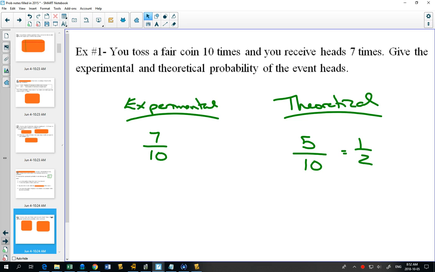So here's our first example. You toss a fair coin 10 times and you get 7 heads. Experimental probability says 7 out of 10. Your theoretical probability is still 1 out of 2. And by the end of this unit, we'll be able to say stuff like, oh, you flipped a coin 10 times and you got 7 out of 10? Did you know the chances of that are such and such? We'll be able to figure out what are the chances of getting 7 out of 10 heads? What are the chances of getting 6 out of 10 heads?